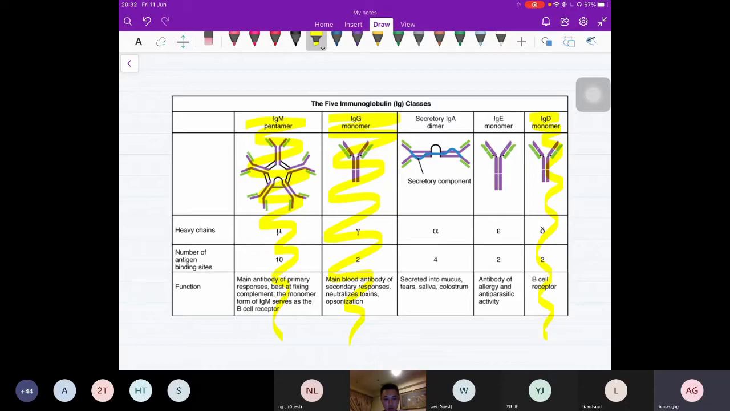Okay, so you have your 5 different classes of your immunoglobulins. So IgM is a pentamer. Remember your monomers? But this is 5. So it has 10 antigen binding sites compared to your IgG that only has 2. And the difference between your different classes of immunoglobulins is just its functions and its heavy chains. So the heavy chains are mu for IgM, gamma, alpha, epsilon, and delta.